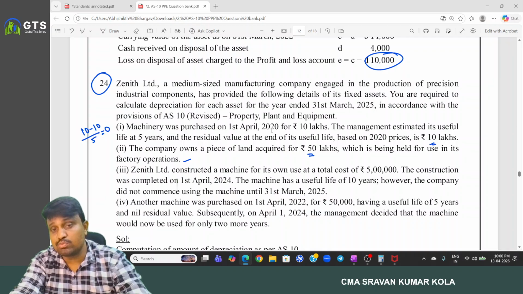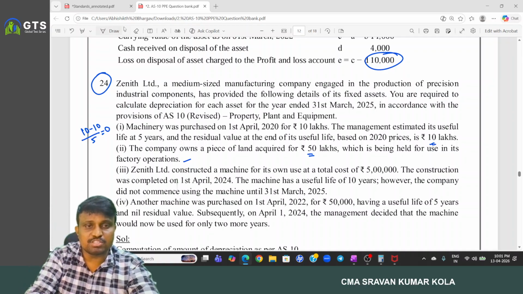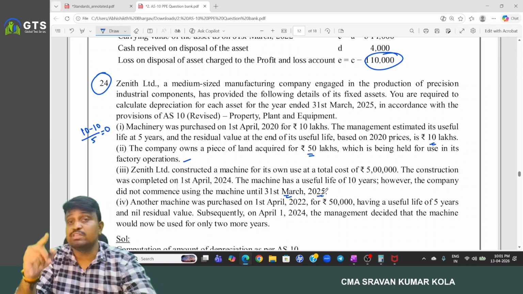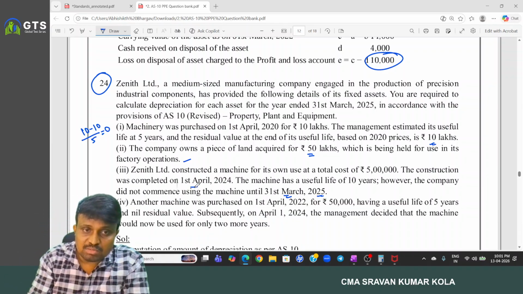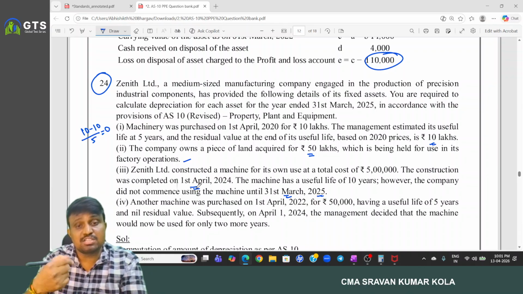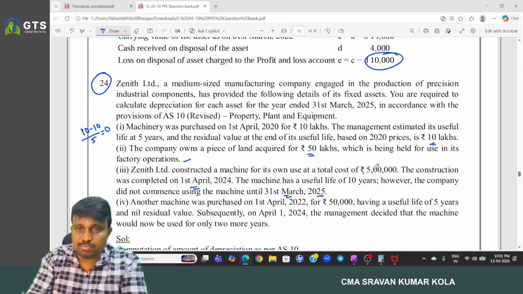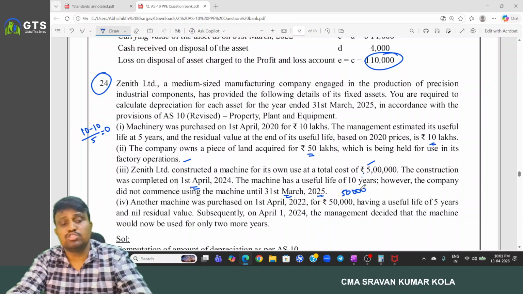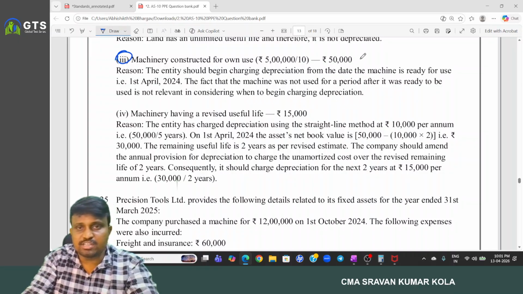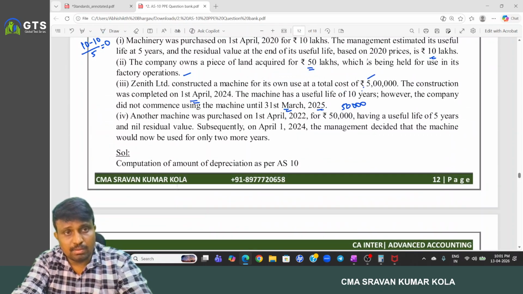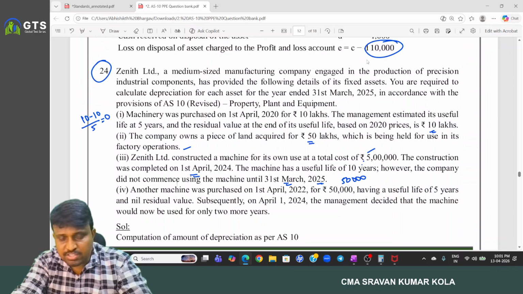Zenith Limited constructed a machine for its own use at a total cost of 5 lakh, and the construction was completed on 1st April. The machine has a life of 10 years. However, the company didn't commence using the machinery till 31st March 2025. Even so, remember, depreciation is charged from the date on which the asset became available for use, nothing but 1st April 2024, since on that day construction was over. So for the current year you need to provide depreciation: 5 lakh by 10, 50,000 depreciation should be charged on 31st March 2025. So we charge depreciation of 50,000.